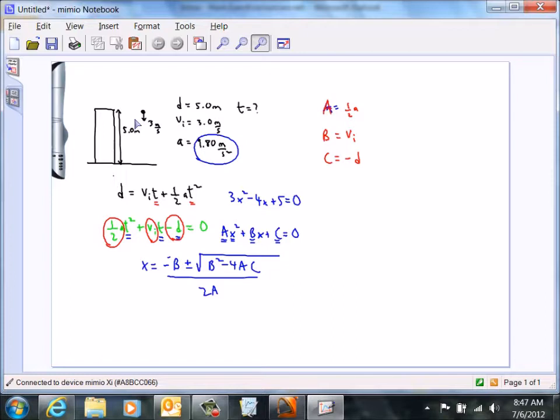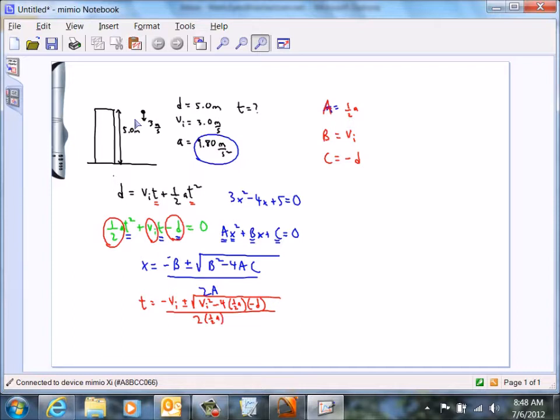So I'm left with, instead of x, it's going to be t, because that's my variable, is equal to the opposite of b, my b is v sub I, plus or minus the square root of b squared. And that would be v sub I squared minus 4 times a, which is 1/2 the acceleration, times c, which is minus d, all divided by 2a. That's 2 times a, which is 1/2 of the acceleration.